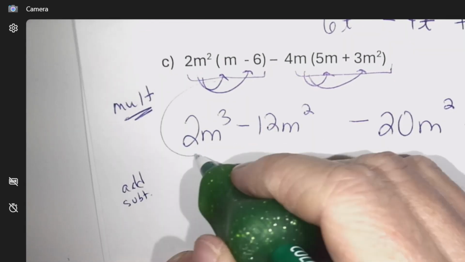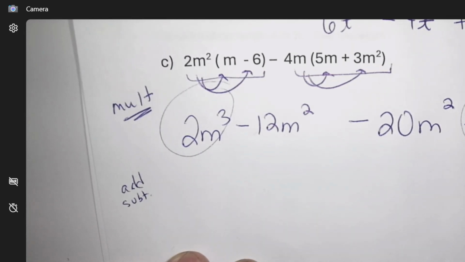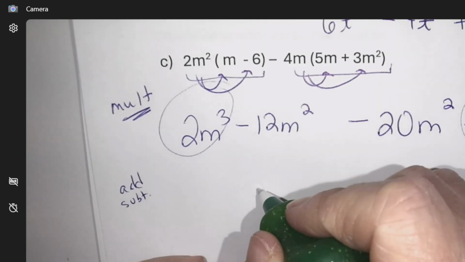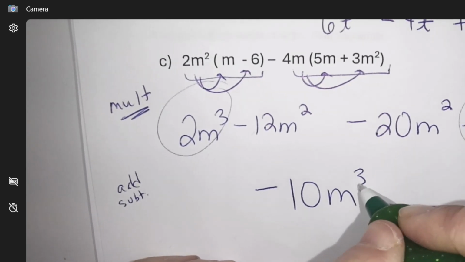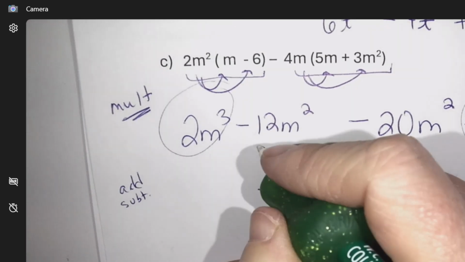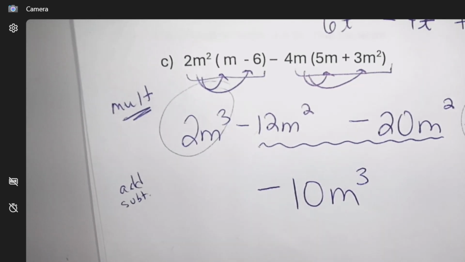So now I can go this, and this could be together. So 2 minus 12 is negative 10 m cubes. And this can go together to make something m squareds.